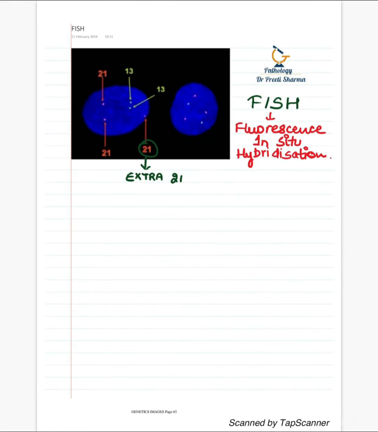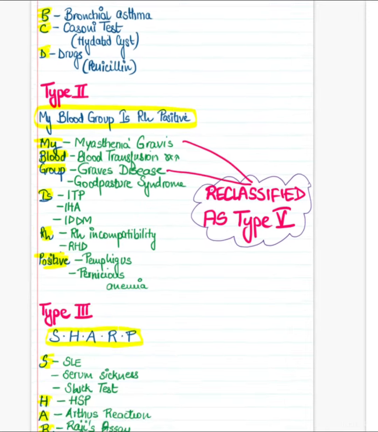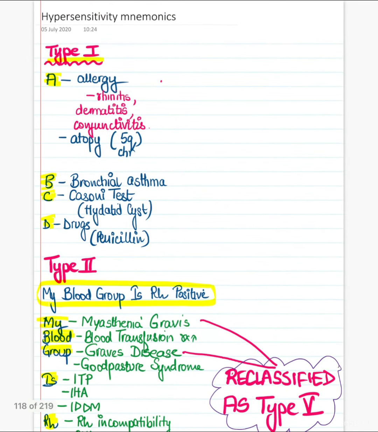This is a technique of FISH, that is fluorescent in situ hybridization. Like PCR, for the diagnosis of CML, chronic myeloid leukemia, this is used, guys. Okay, then guys, this is not so important. Then we'll read about your hypersensitivity mnemonic, guys.